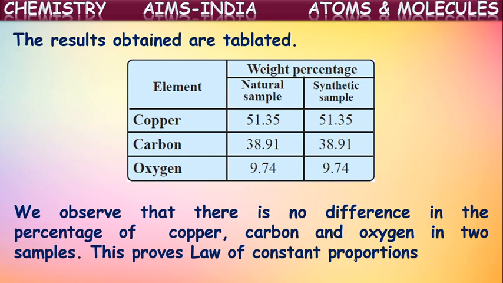Mass can neither be created nor destroyed. And the second law, the law of constant proportions: the chemical composition of a substance is always fixed. The chemical composition of the elements combined in a compound is fixed from wherever you collect the samples and however you prepare that chemical compound. This is the law of constant proportions.